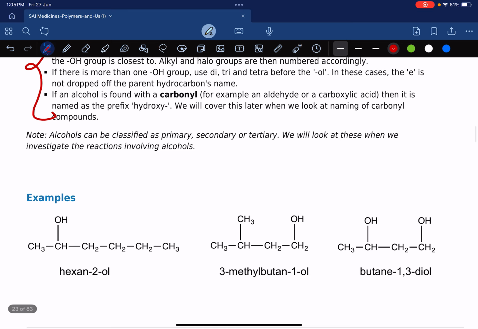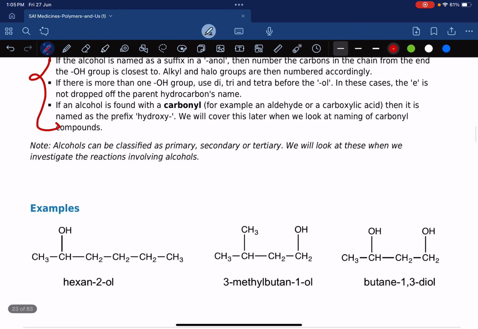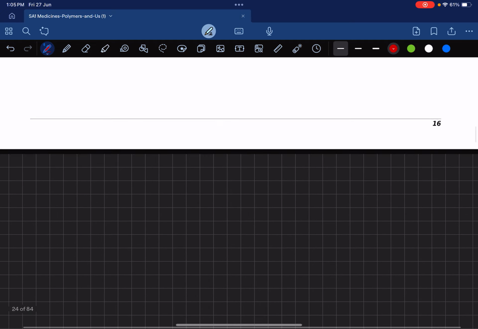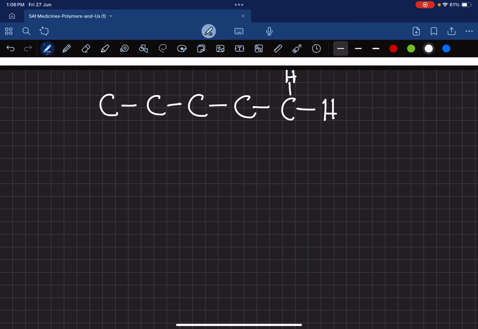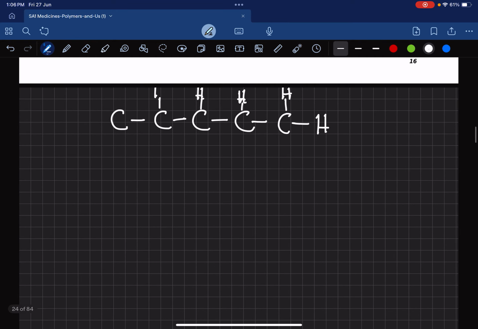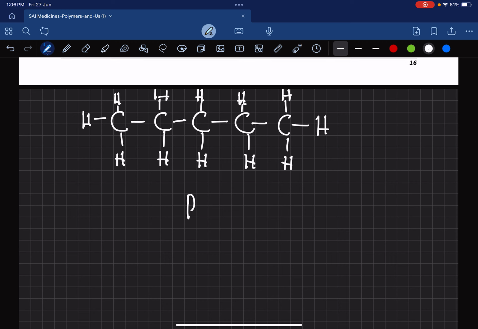All right, let me just add a paper here. Now an alcohol is basically, let's say we take an alkane. Let's say we take an alkane. So this alkane is 1, 2, 3, 4, 5. So this is called pentane.